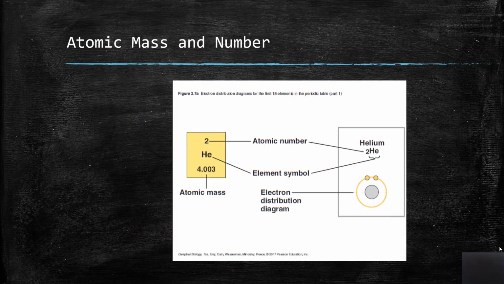So I think we've already talked about this, but the atomic number is the number of protons. The letters here are the elemental symbol, and the atomic mass is the atomic number plus the average number of neutrons found in that element. The number of neutrons can technically vary, so that's why you end up with these decimal places.